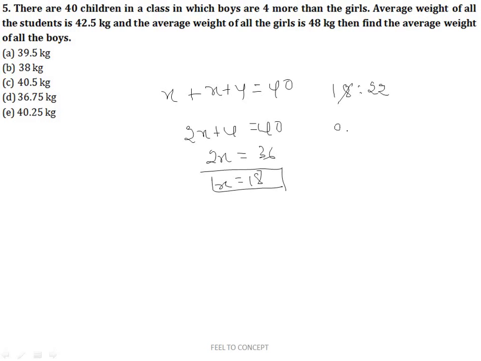The ratio between girls and boys is 9:11. What they have given as information: the average weight of all the students is 42.5 kg. We should consider both the girls' and boys' averages. The ratio of girls and boys is 9:11. The girls' average is 48 kg.